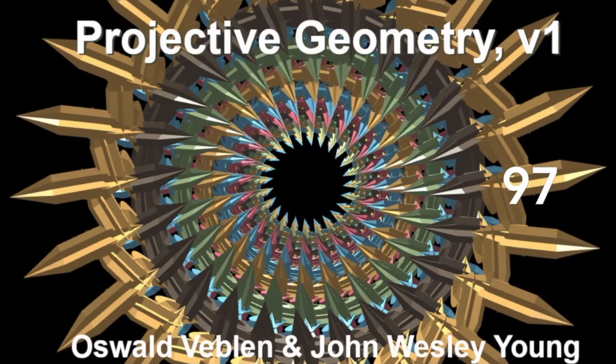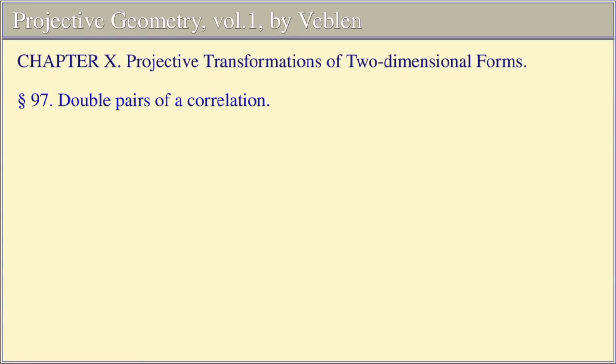Projective Geometry, Volume 1, by Oswald Veblen and John Wesley Young. Chapter 10, Projective Transformations of Two-Dimensional Forms. Section 97, Double Pairs of a Correlation.